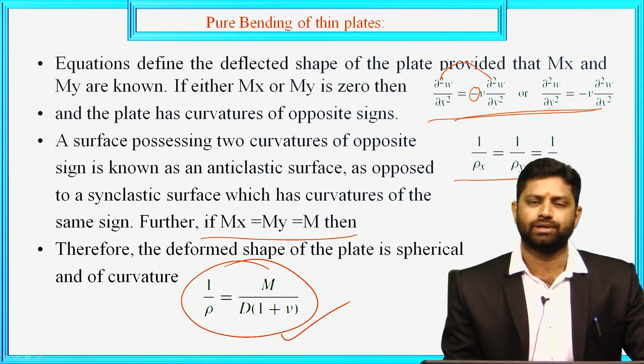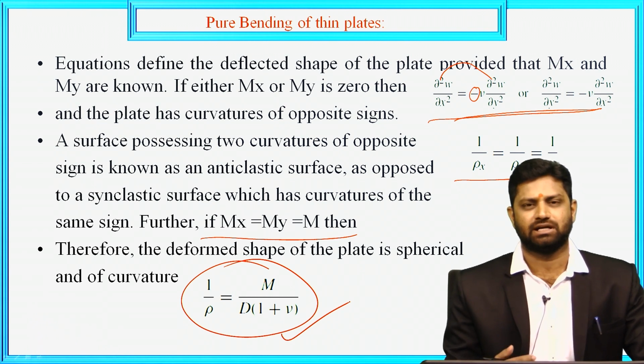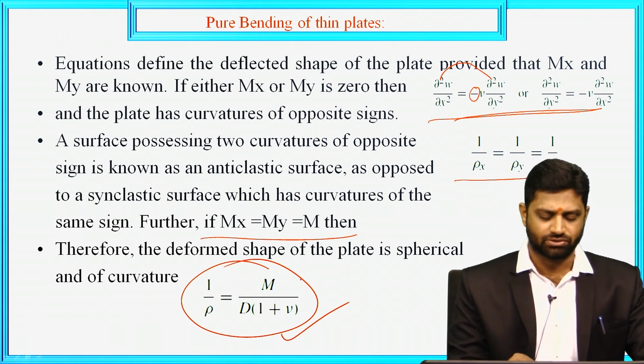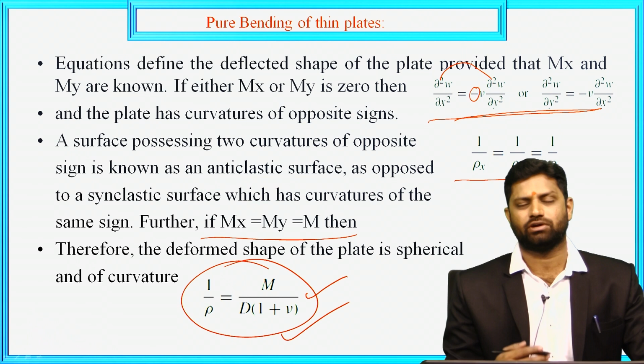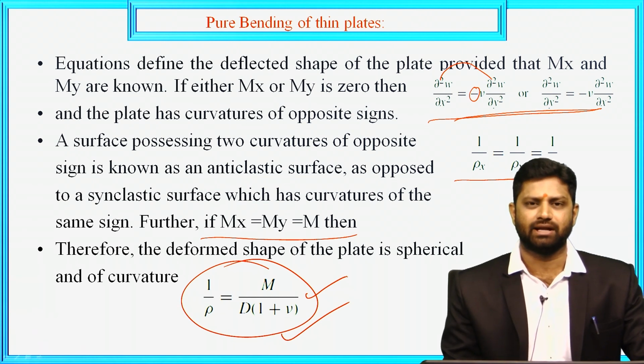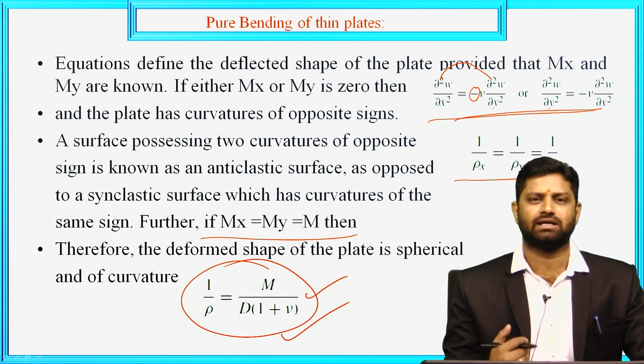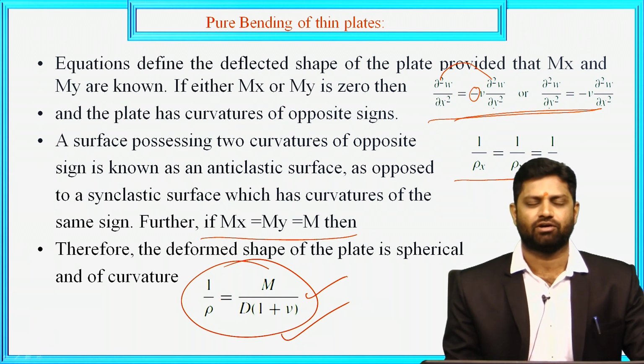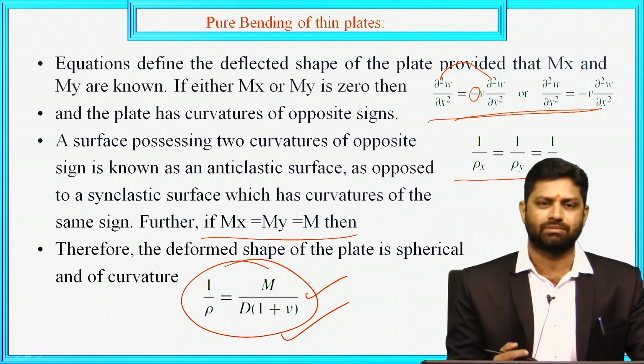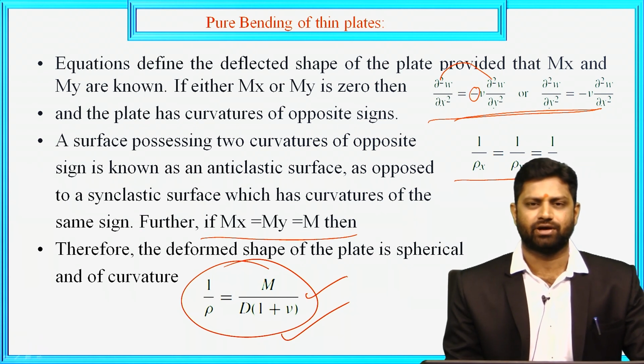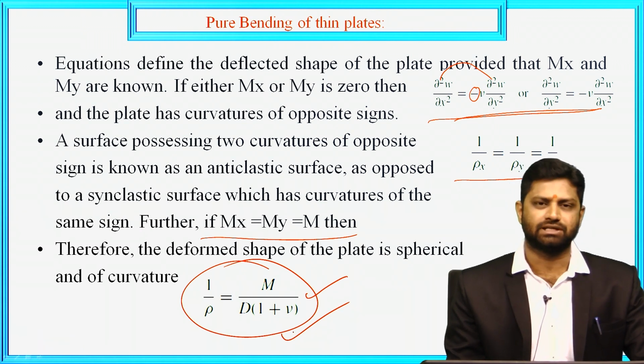In the examination you may be asked a straightforward question: consider the case of pure bending of thin plates, and show that 1 by rho equals M by D into (1 plus nu). Then you have to understand that when thin plates are subjected to bending, the two moments Mx and My are considered, and these two moments induce stresses sigma x and sigma y. You develop the equations for sigma x and sigma y, followed by Mx and My. Finally, with some assumptions like Mx equals My equals M and 1 by rho x equals 1 by rho y equals 1 by rho, we develop the equation 1 by rho equals M by D into (1 plus nu).